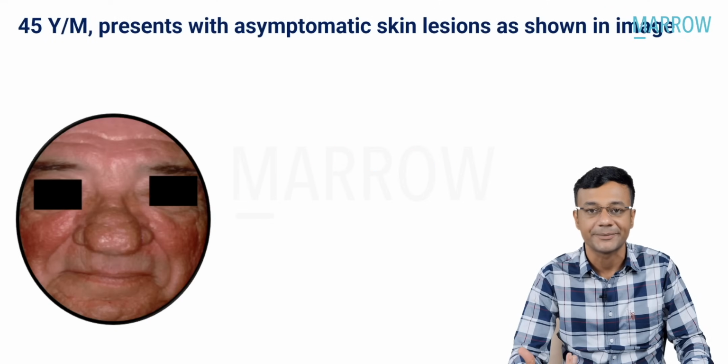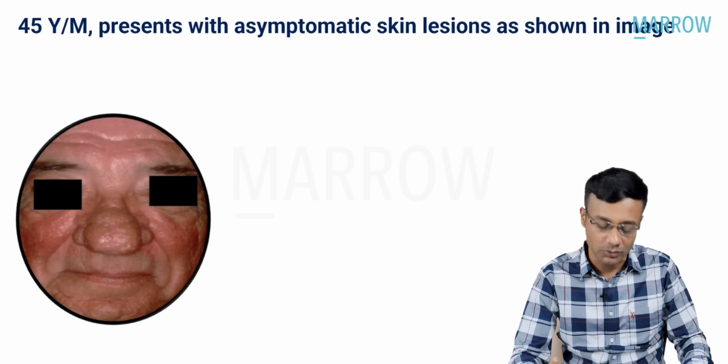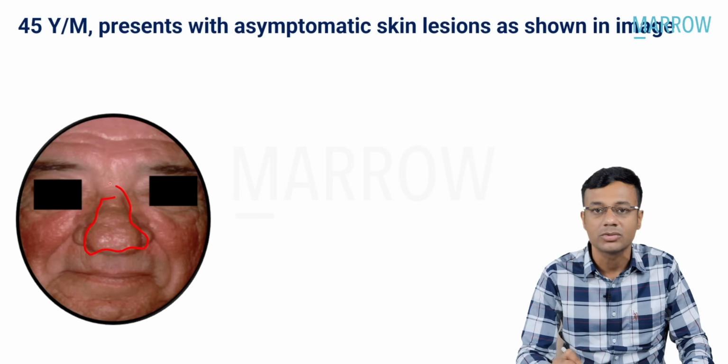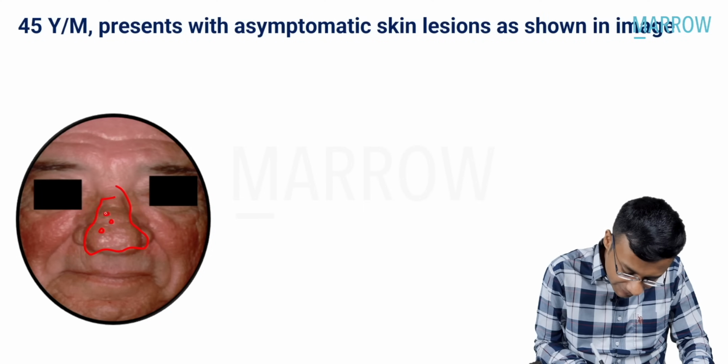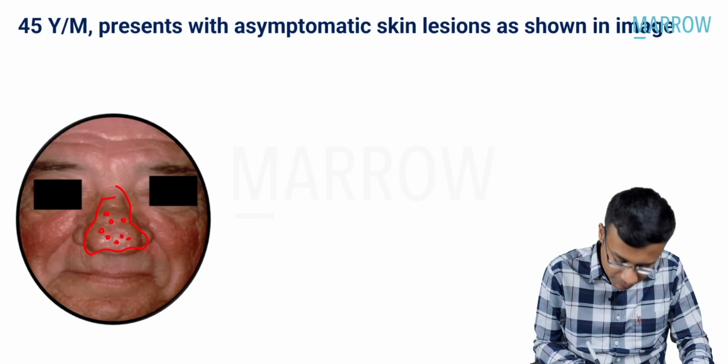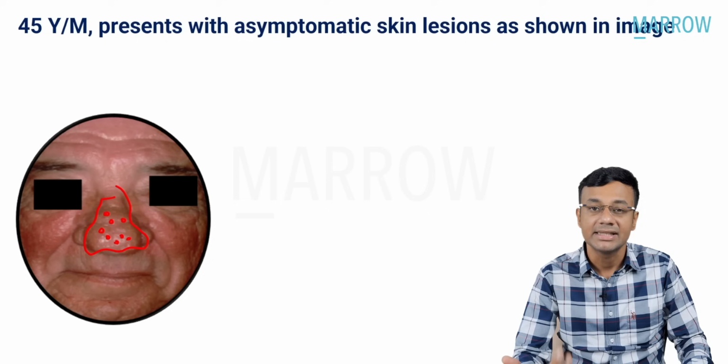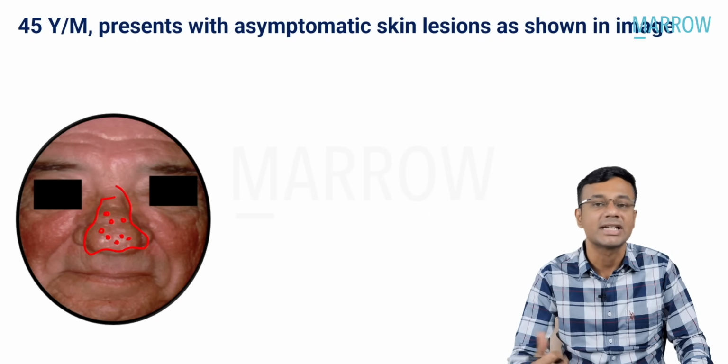A 45-year-old male presents with these asymptomatic skin lesions as shown in the image. So here we can see that there is thickening of the skin over the nose. There is bulbous enlargement and there are prominent pores. So thickening of the skin, bulbous enlargement, prominent pores. This is one of the representation of long-standing rosacea.